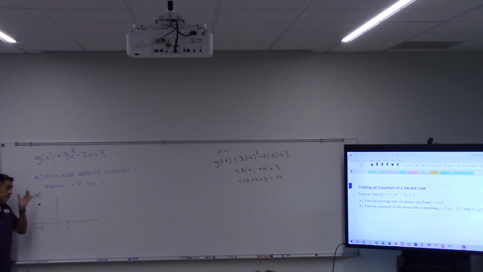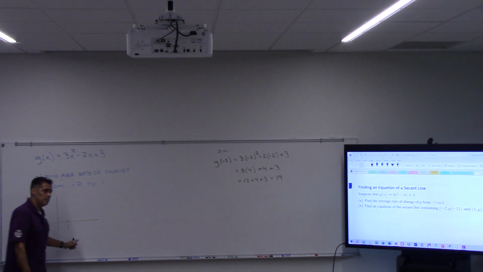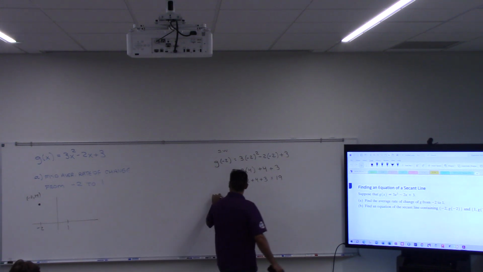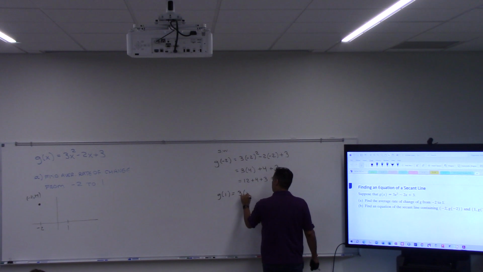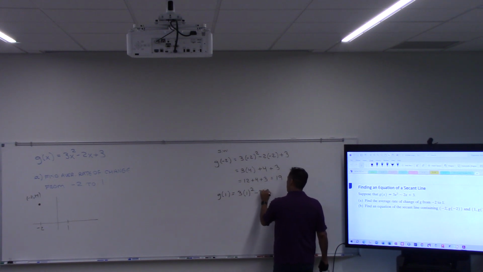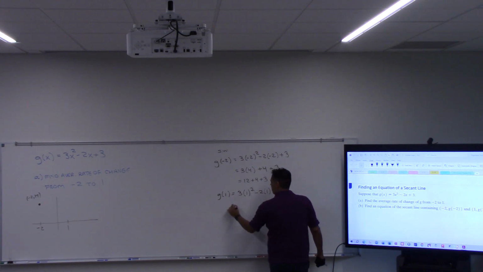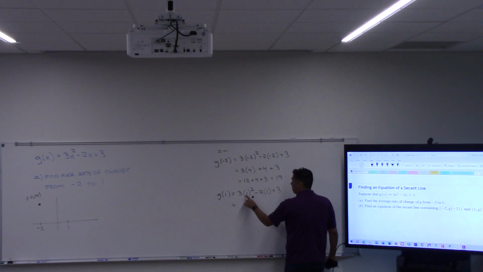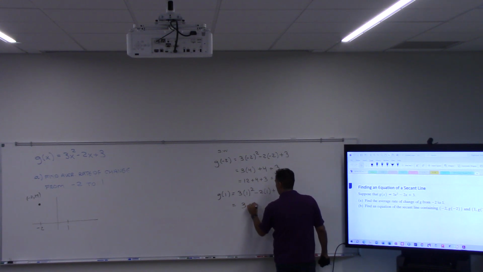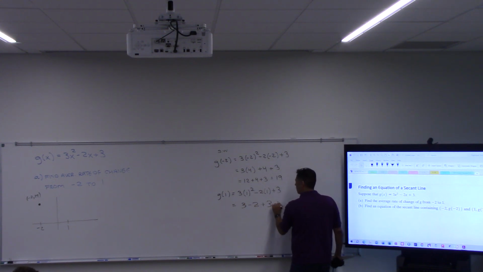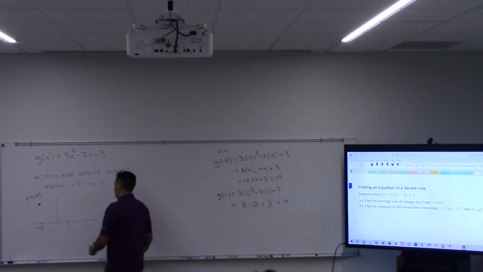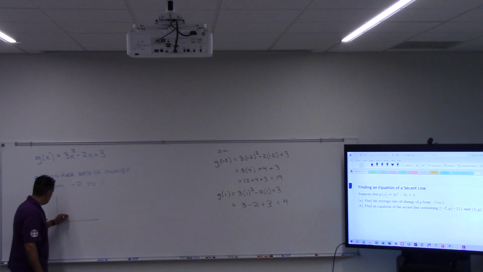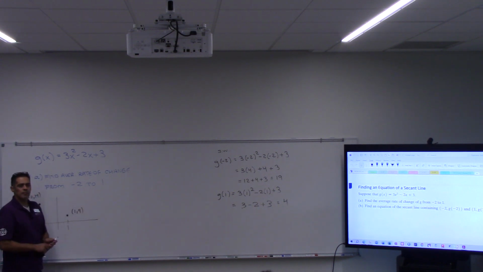Now what? Plug in 1 to the function. That should be a lot easier than the previous one. 3 times 1 squared minus 2 times 1 plus 3. 1 squared is 1, 3 times 1 is 3. So 3, take away 2, add 3. 4. So when we plug in 1, we get 4. Right?